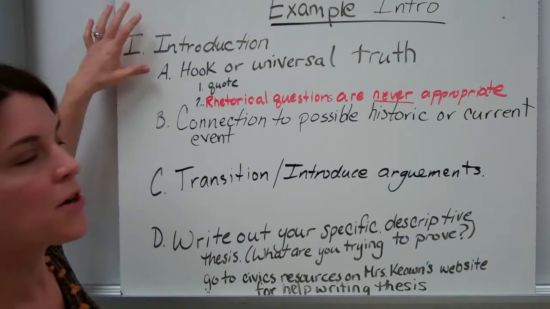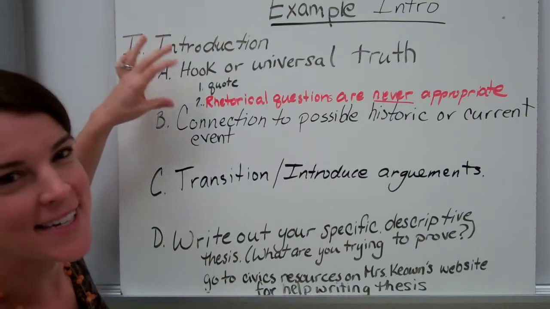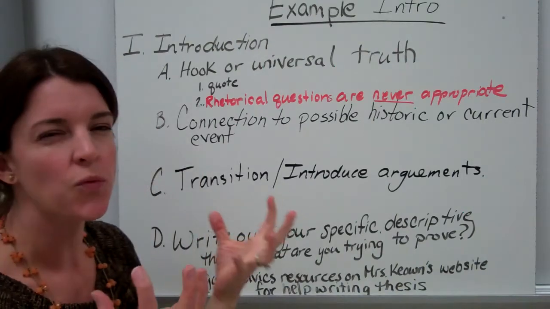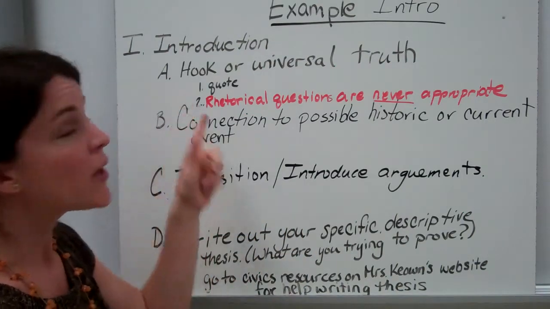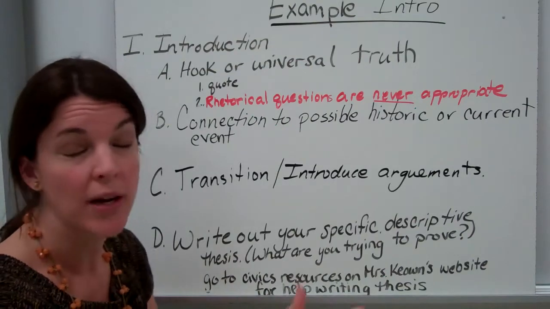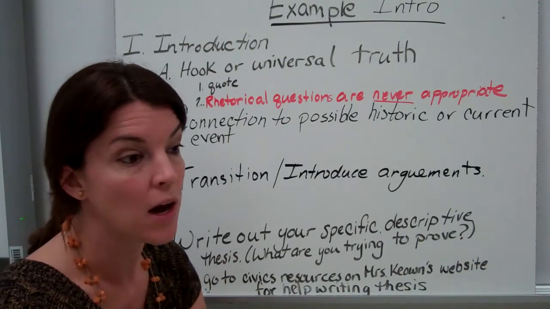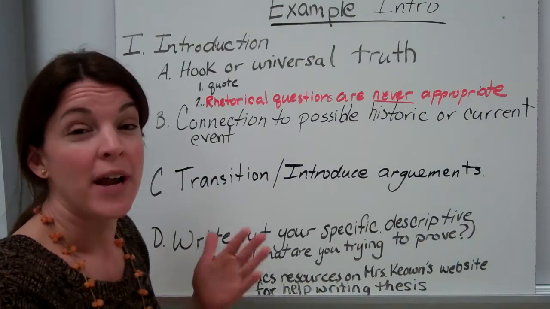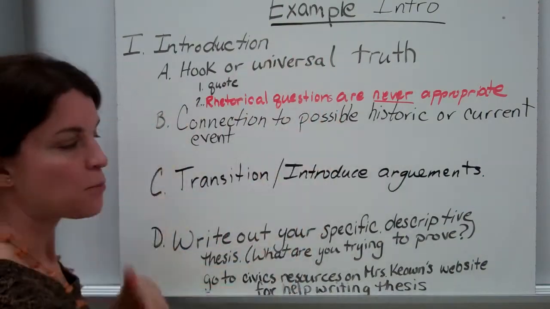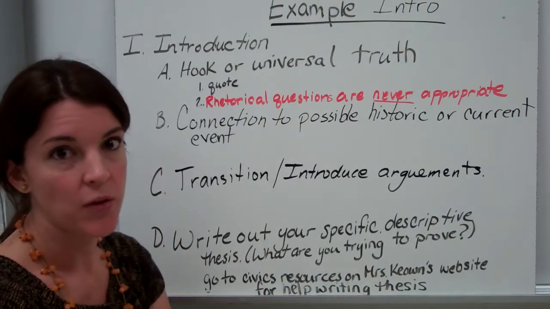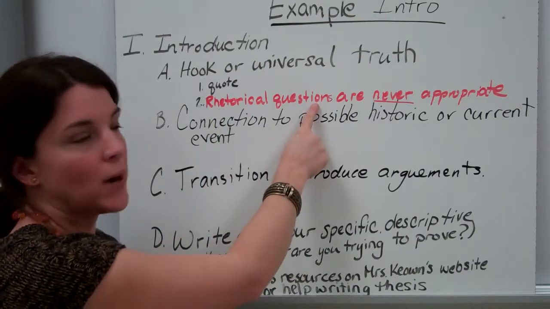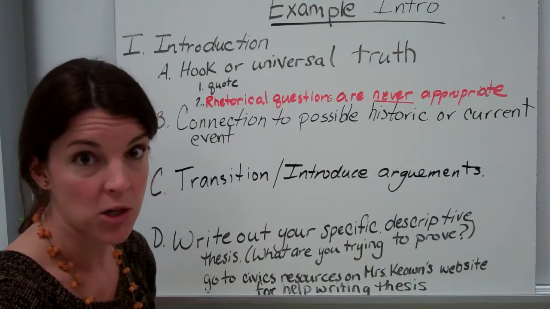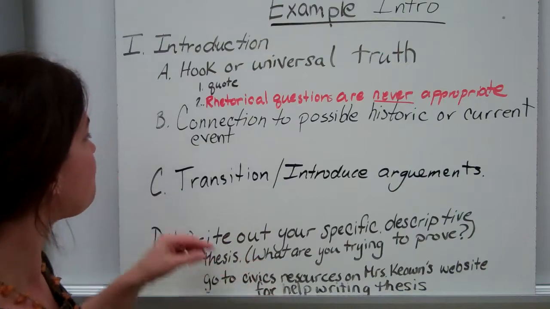The first sentence or couple of sentences is going to be a hook or a universal truth. That's what's going to really bring your audience in. You could have a quote from a famous person, you could have a quote from a well-known president, or any sort of statistic, whatever you find that is going to bring your audience in. The one thing you really want to stay away from are rhetorical questions. They are not appropriate in an essay. They are very appropriate for a debate, but not for an essay.